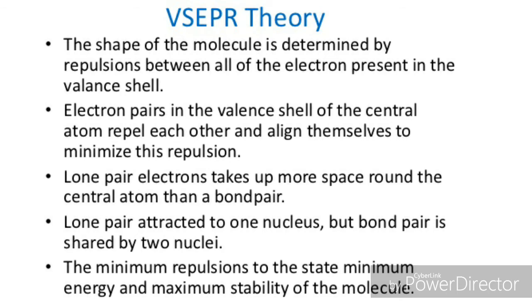Friends, now let us see the salient features of VSEPR theory. The shape of the molecule is determined by the repulsions between all of the electrons present in the valence shell. Electron pairs in the valence shell of the central atom repel each other and align themselves to minimize this repulsion. Lone pair electrons take up more space around the central atom than a bond pair. A lone pair is attracted to one nucleus, but a bond pair is attracted by two nuclei.